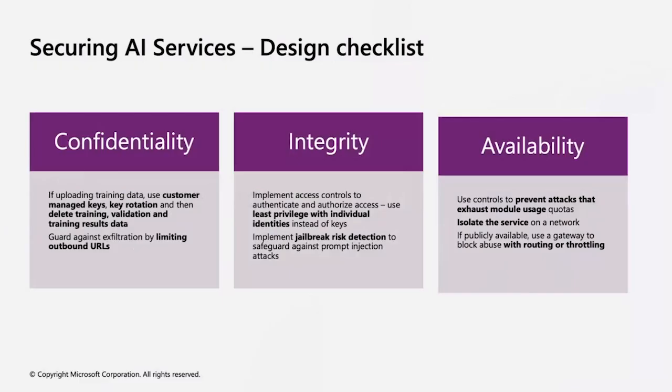Then we have integrity. In integrity, we can implement access control to authenticate and authorize access using least privilege with individual identities instead of keys, and also implement jailbreak risk detections to safeguard against prompt injection attacks. You can see this is presenting what we can consider here. Implementing jailbreak risk detections and safeguarding against prompt injections are very helpful when you are considering security around OpenAI.